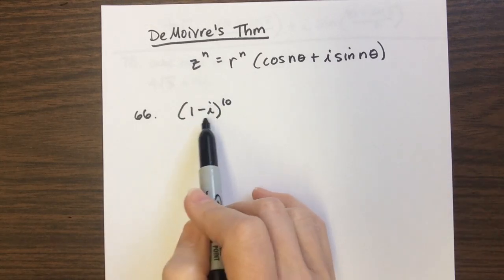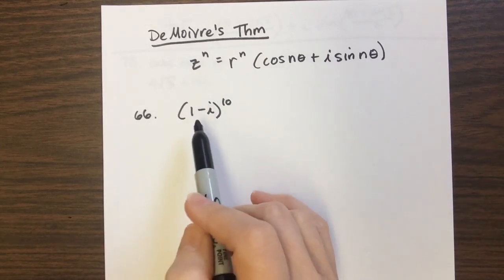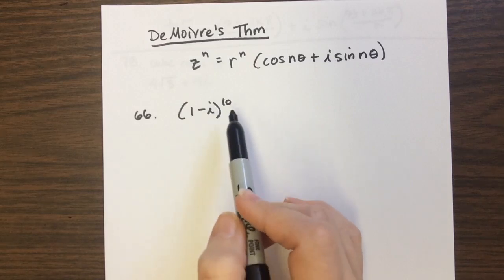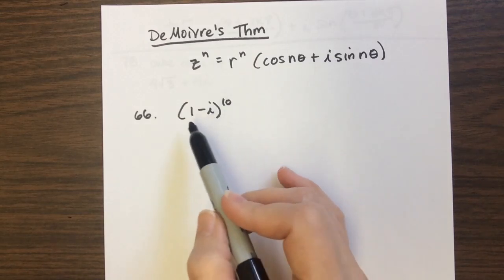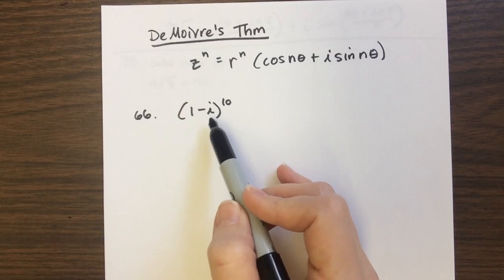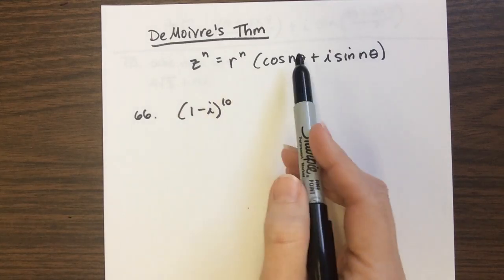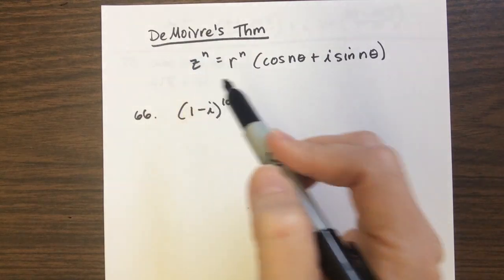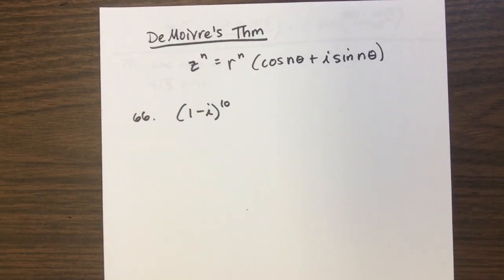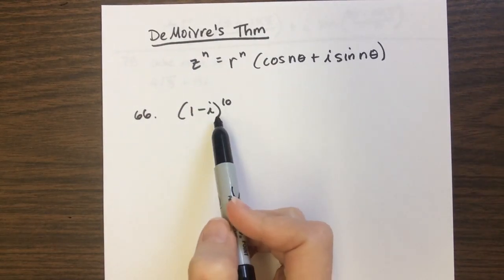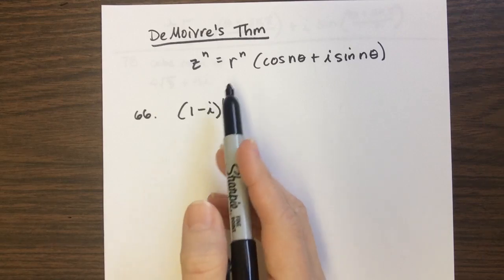I guess one of your options would be to multiply all this out. That's not what you want to do. That would take quite a while. I mean, if it was something like 1 minus i to the third, then yeah, go ahead and do it. But in general, we're going to use de Moivre's theorem in order to evaluate this.